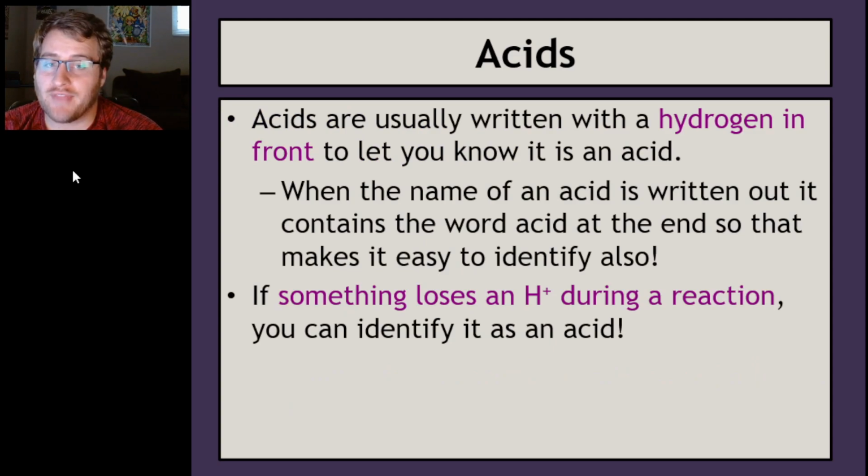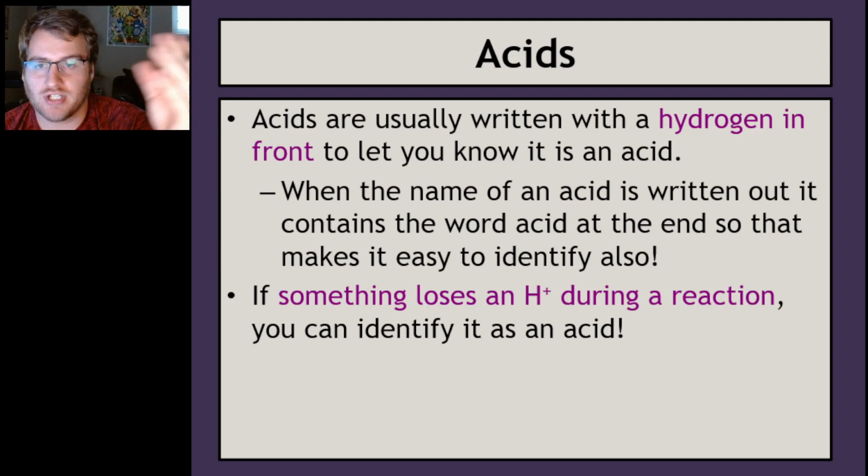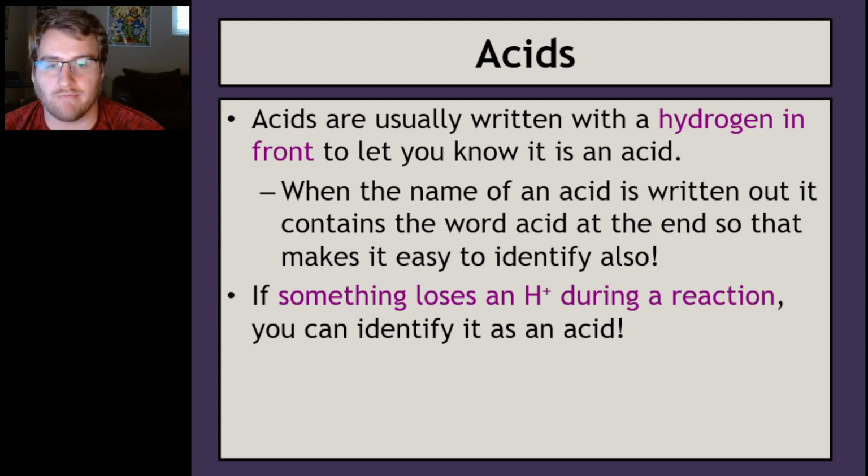Acids are usually written with a hydrogen in front to help you understand that it's an acid. Also, if you write out the name of an acid, it's really obvious that it's an acid because almost all of them say like acetic acid or hydrochloric acid or sulfuric acid. It literally has the word acid in it. So that's also a way to know something's an acid. Or in a reaction, you can identify it as something that loses an H+. So if something starts with an extra hydrogen and an extra positive charge, and after it reacts, it's missing one of those, then you know it was an acid. It acted as an acid in that reaction.